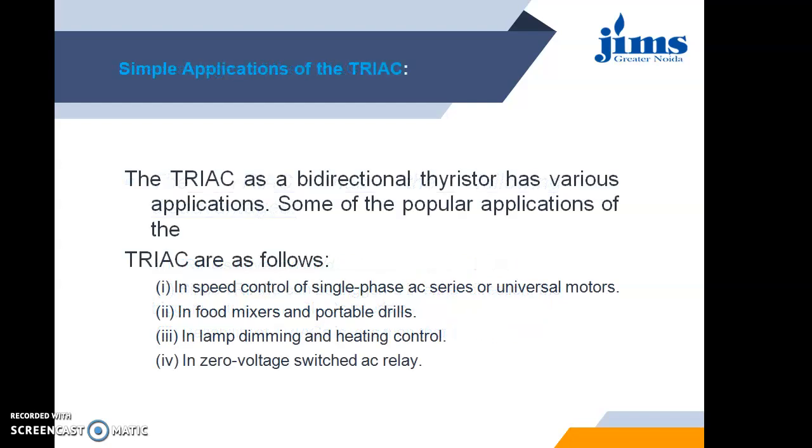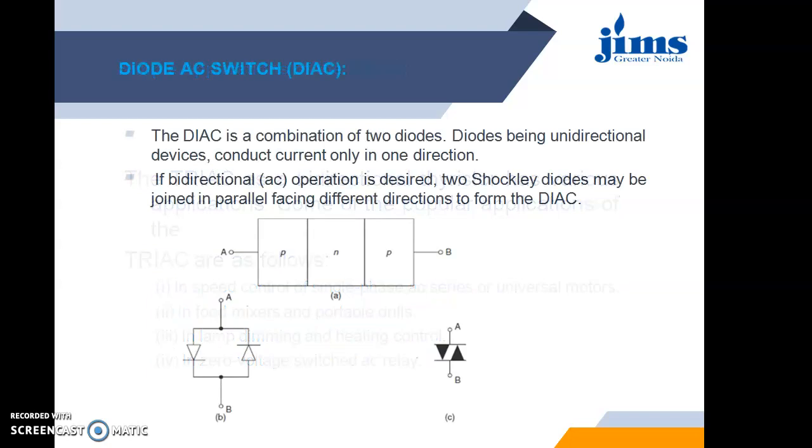Okay, so there are some applications also of these Triacs. The Triac is a bidirectional thyristor, whereas SCR is a unidirectional thyristor. So they have a few applications. The first is in speed control of single phase AC series or universal motors. Second is in food mixers and portable drills. Next, in lamp dimming and heating control. And the last is in zero voltage switched AC relays. So these are a few applications of Triacs.